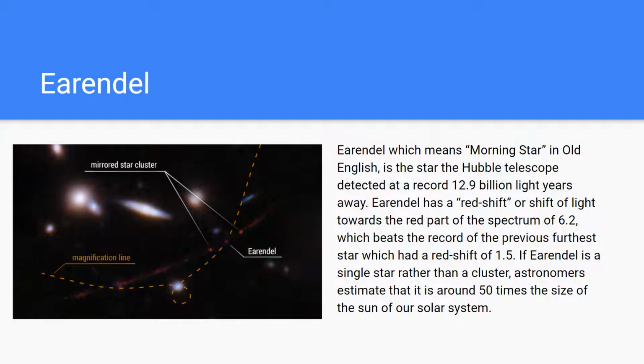This star is Earendel. Earendel, which means morning star in Old English, is a star that the Hubble telescope detected at a record 12.9 billion light years away. Earendel has a red shift, or shift of light towards the red part of the spectrum, of 6.2, which beats the record of the previous furthest star, which had a red shift of 1.5. If Earendel is a single star rather than a cluster, astronomers estimate that it is around 50 times the size of the Sun in our solar system.